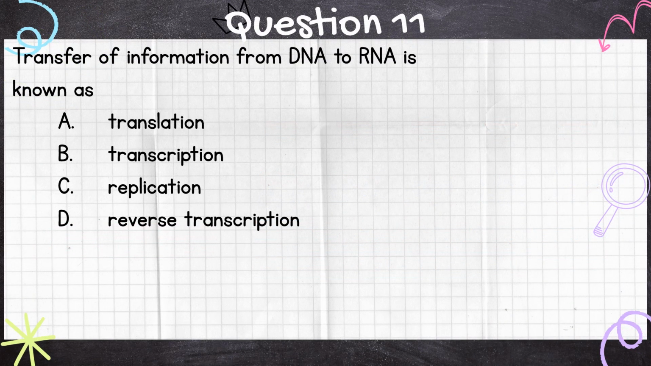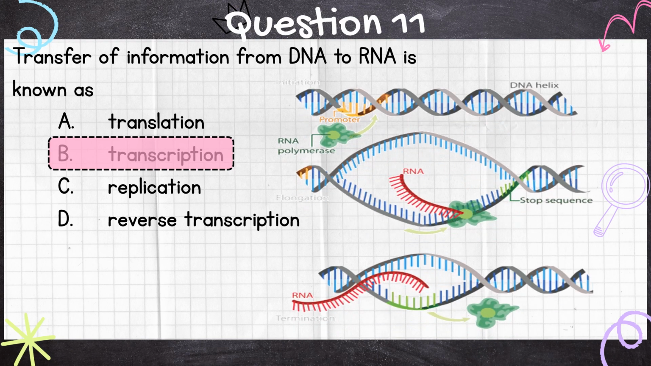Question 11. Transfer of information from DNA to RNA is known as transcription. The answer is B. This is shown in the figure on the right side. The process comprises initiation, elongation, and termination.